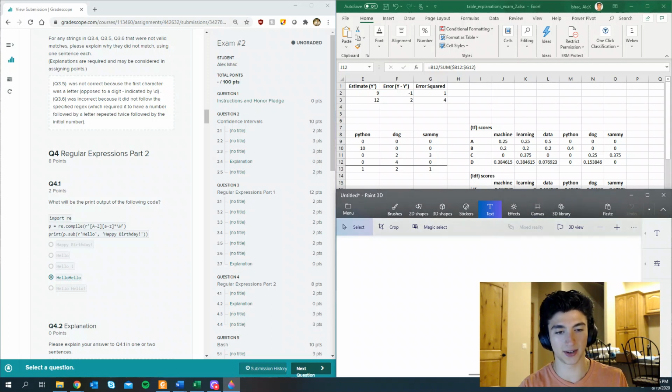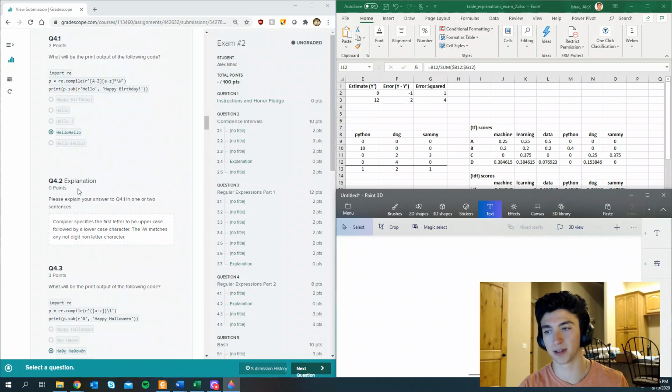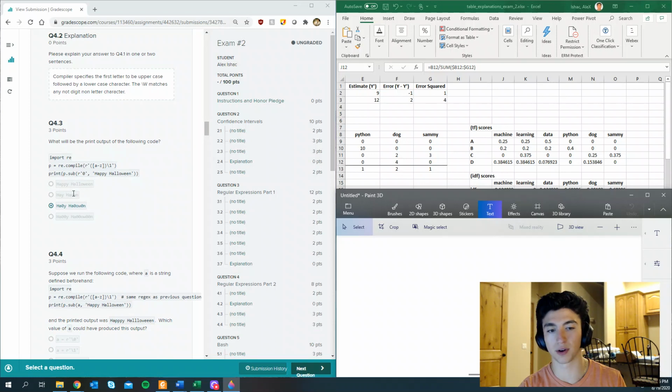Okie dokie. So yes, hello, which is what I have here for 4.1, is the correct answer. 4.2 is an explanation I've already given.